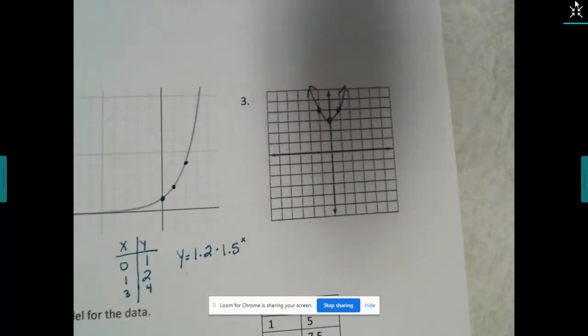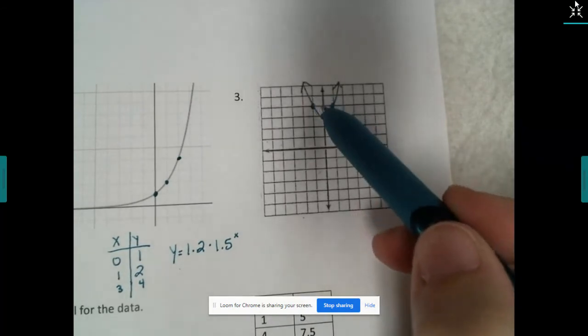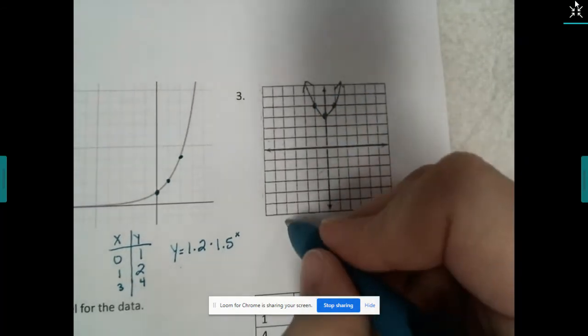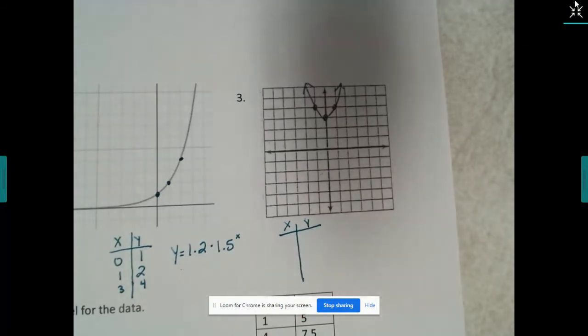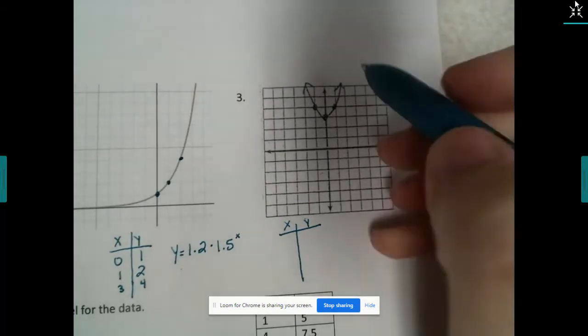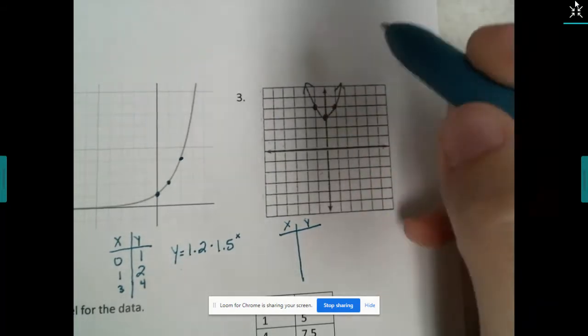Okay, one more with a graph. So on 3, we know that this one is a parabola, so that means it's going to be a quadratic. For a quadratic, you have to have 3 points. So you can have 2 for linear, you can have 2 for exponential, but you have to have 3 for a quadratic. And again, we have our little dots here, so we'll just use those.